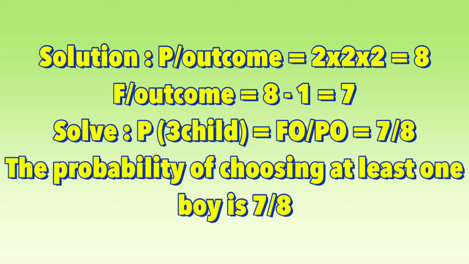To determine the favorable outcome, since the problem is asking for at least one boy, what we have to do is subtract 1 from 8, the possible outcome, which equals 7. So therefore, by using the probability formula, the probability for 3 children is equal to favorable outcome over possible outcome. Our favorable outcome is 7 and our possible outcome is 8. So therefore, the probability of obtaining at least one boy is 7/8.